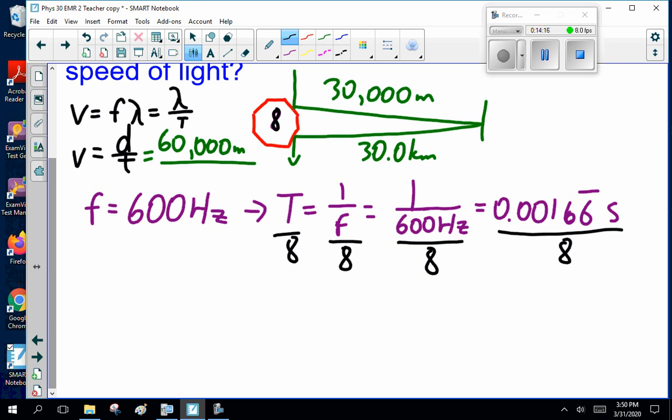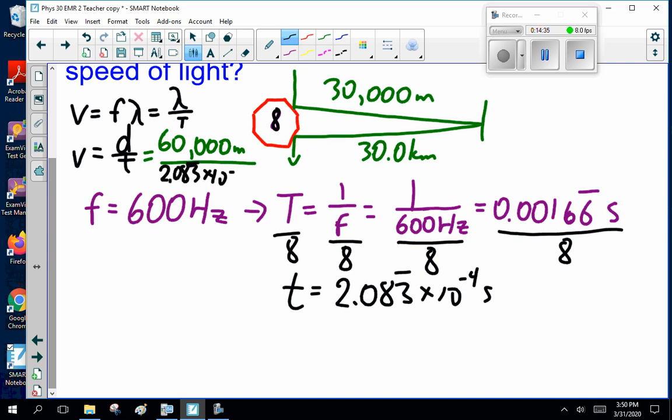Now, you calculate the time here, divide by 8, and you get 2.083 repeating times 10 to the minus 4 of a second. That gives me a velocity. Velocity is 2.88 times 10 to the 8 meters per second.